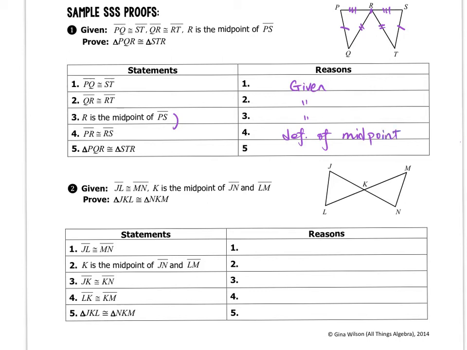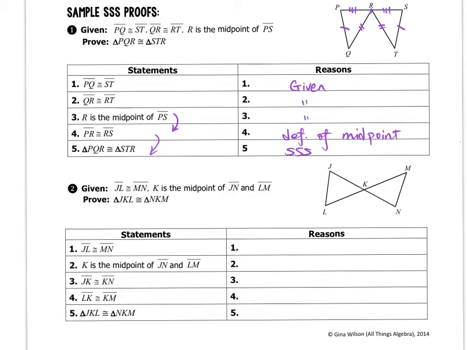Midpoint. And then from step 4 to step 5, we can draw the conclusion that the 2 triangles are congruent, and that's based on the SSS theorem.